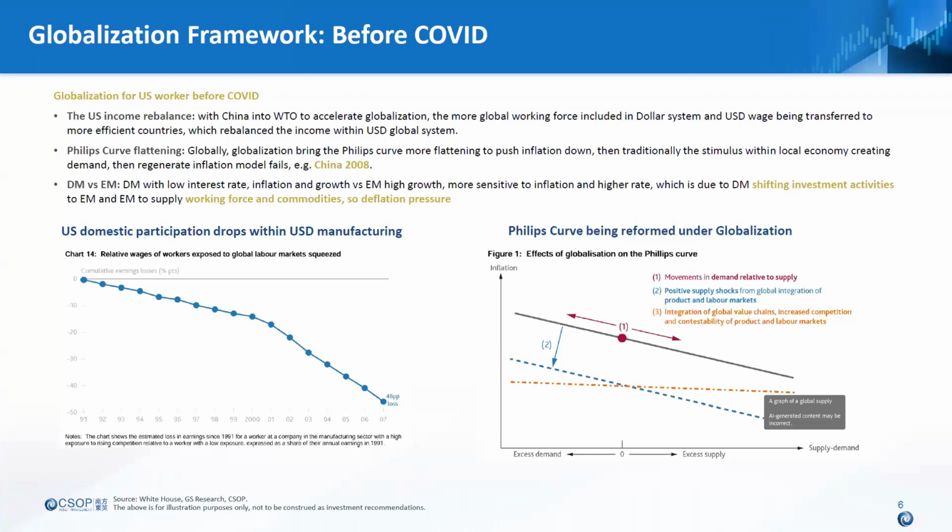In other words, the model of stimulus within the domestic economy creating demand and then generating inflation is no longer working. Globally, it also led to a DM and EM divergence. For example, the DM economies are now with low interest rates, low inflation, and low growth, versus the EM, which typically has high growth, is more sensitive to inflation and typically has a higher rate. This is because the developed markets are shifting investment activities to the emerging markets, and emerging markets in turn supply the working force, cheap labor, and cheap commodities. So it creates some deflation pressure.